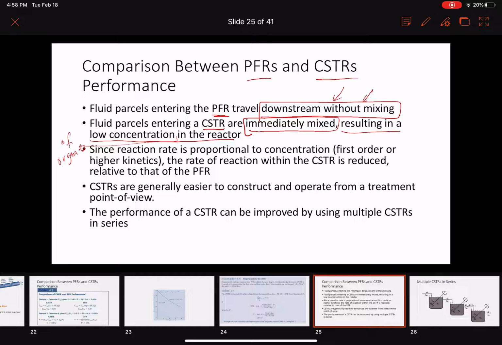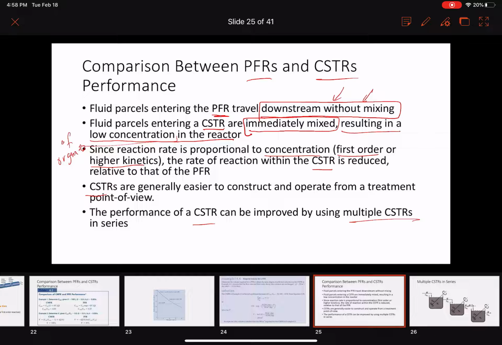Since the reaction rate is proportional to the concentration, for first order or higher kinetics, the rate of reaction within the CSTR is reduced relative to the plug flow reactor. Also, CSTRs are easier to construct and operate from a treatment point of view. Of course, it's much easier to operate and construct than a plug flow reactor. And the performance of the CSTR can be improved by using multiple CSTRs.